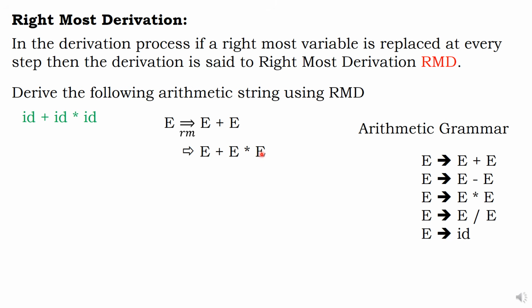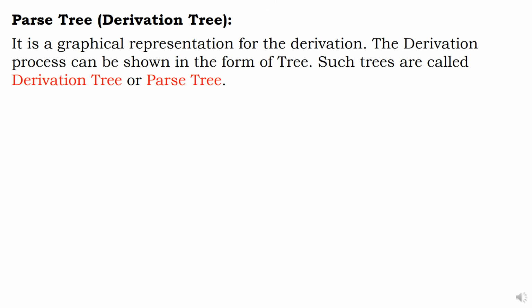This one. Why? Rightmost. This is the derivation process. If the rightmost variable is replaced in every step, then the derivation is said to be RMD. Now this E you should replace. What you should do? Make it as ID. Then this rightmost, make it as ID. Then this rightmost, that is pending, make it as ID. Now this is the difference between LMD and RMD.